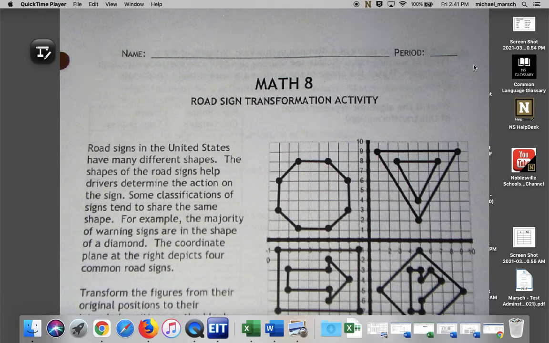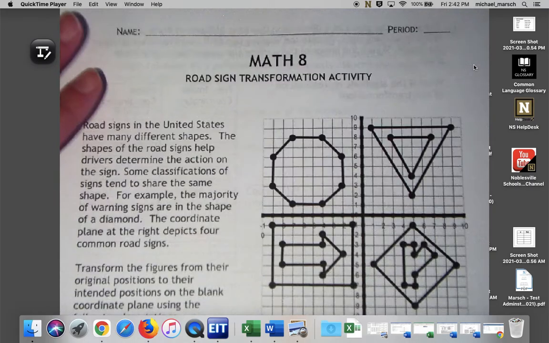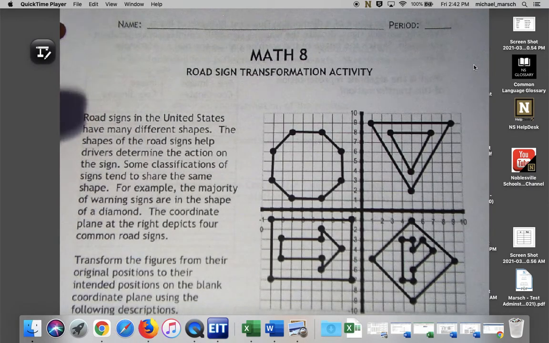Okay, so as you can see, we have some road signs. We're going to shift them around the coordinate plane based on what the directions tell us to do. Wait, so those are road signs? Yep. And what's that one? We're going to talk about them.